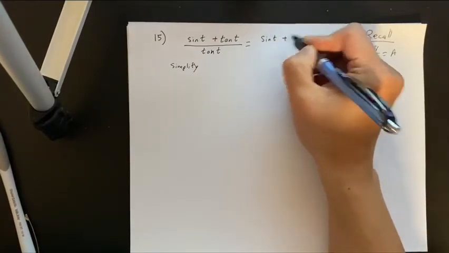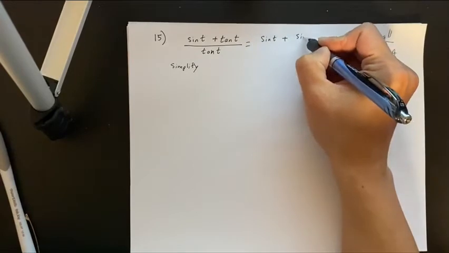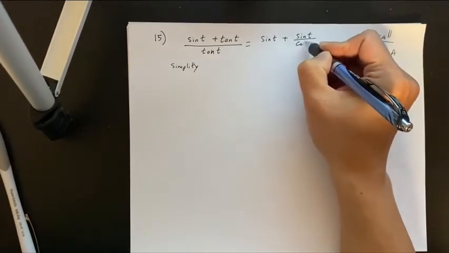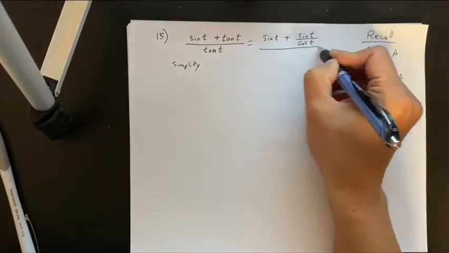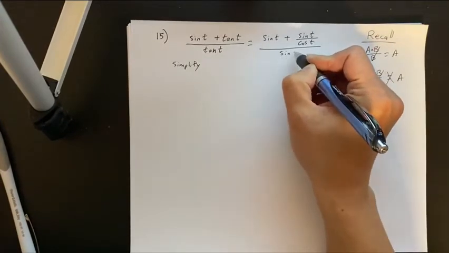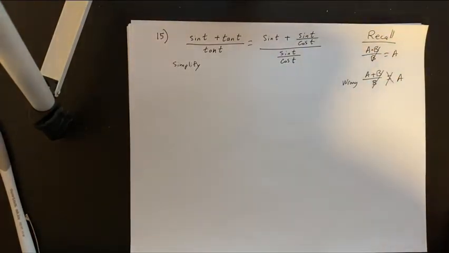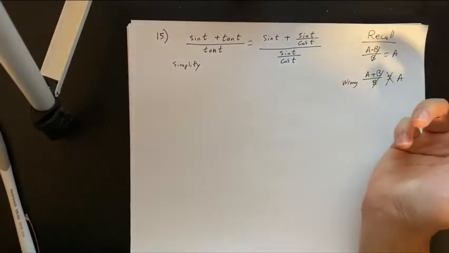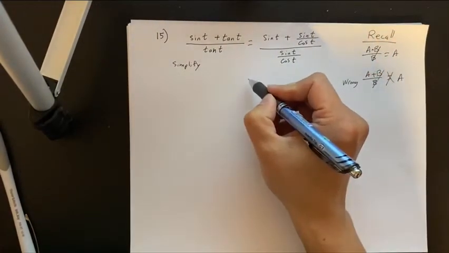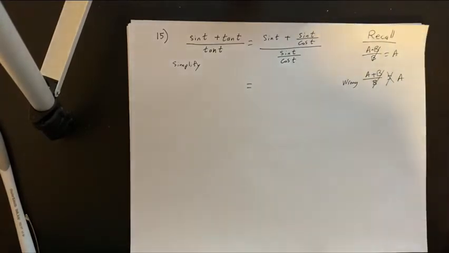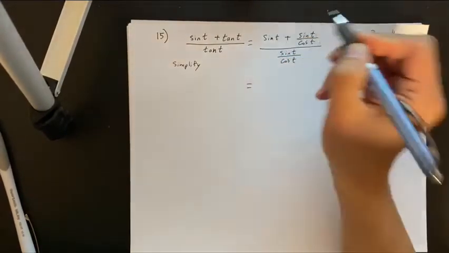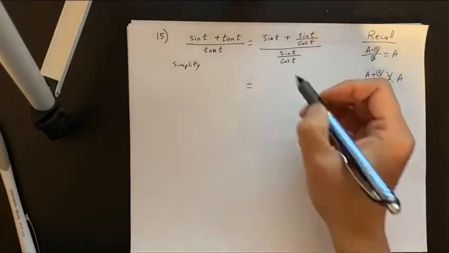Sine of t plus sine of t divided by cosine of t, and it's all divided by sine of t divided by cosine of t. And let's figure this out. So what should be the next step? Maybe yours would be different than mine. And it's not to say that my step is better than yours. It's just really a matter of taste.